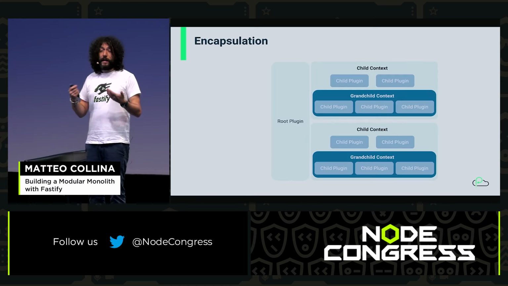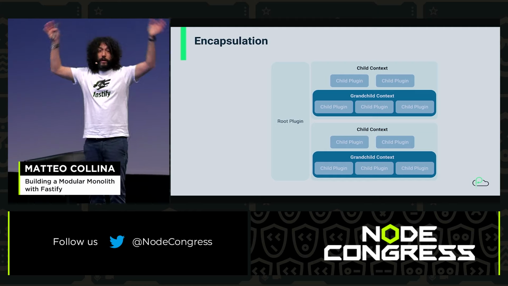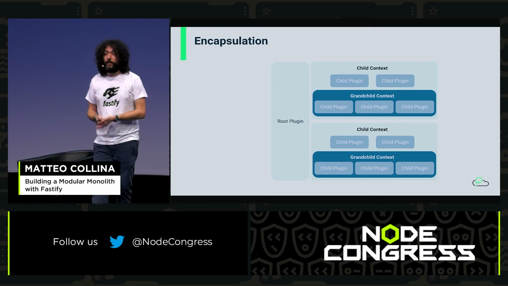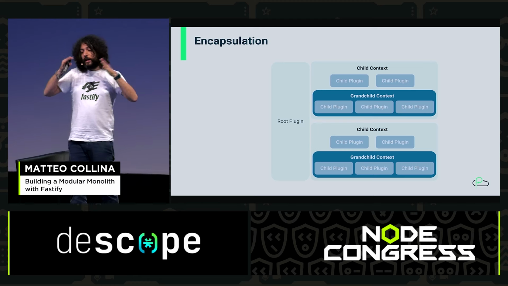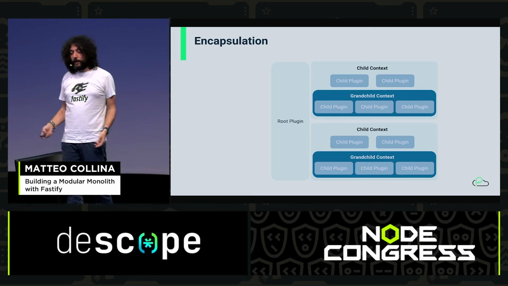So how does encapsulation work? You basically can create context within context within context within context, like kind of a big matryoshka. And each layer does not share anything with the previous one. It's great.